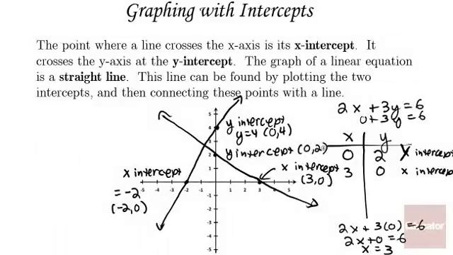So the technique is to find the x and y intercepts by letting x equal 0 and putting that into the equation and solving for y to get the y-intercept, and letting y equal 0 to find the x-intercept, and then using those 2 points to plot the line.